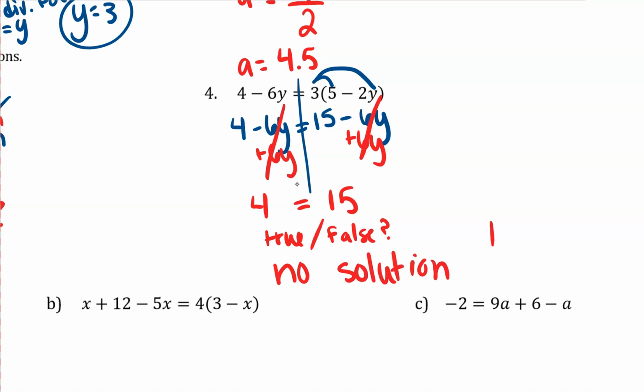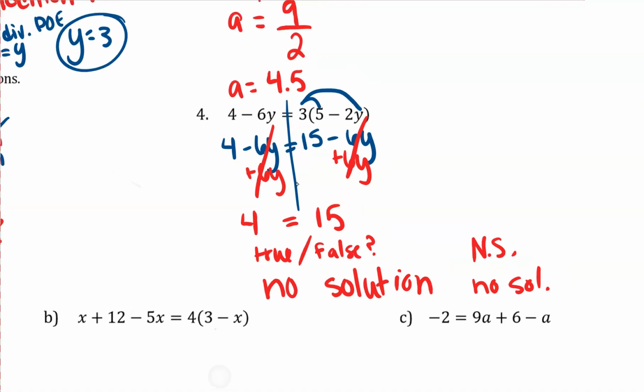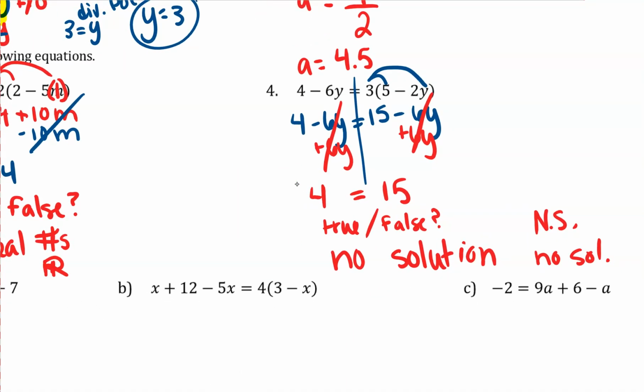You might also see this as NS, or I write no sol a lot. That's how I abbreviate it. What this means is there is no number in the world that will work to make this equation true. It's basically a broken equation that will never be true.